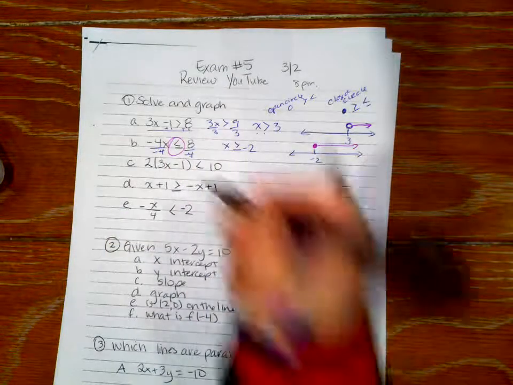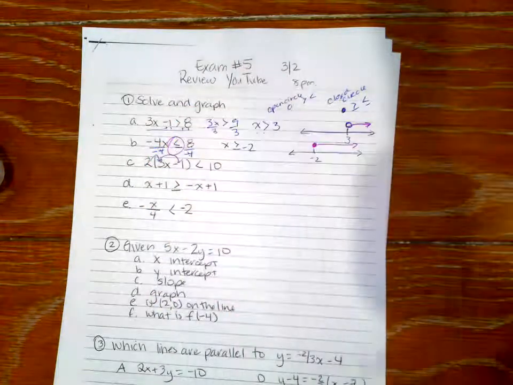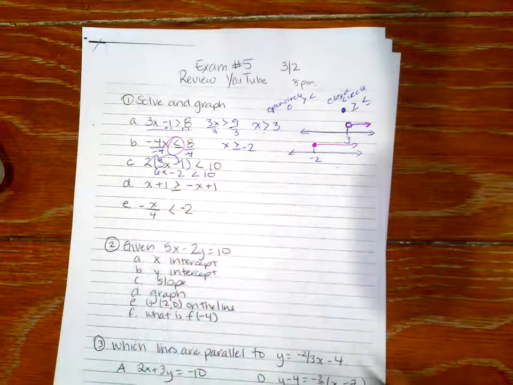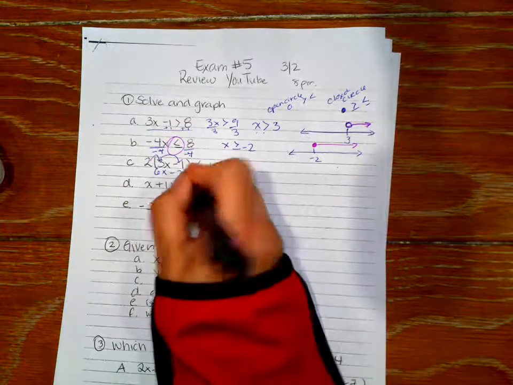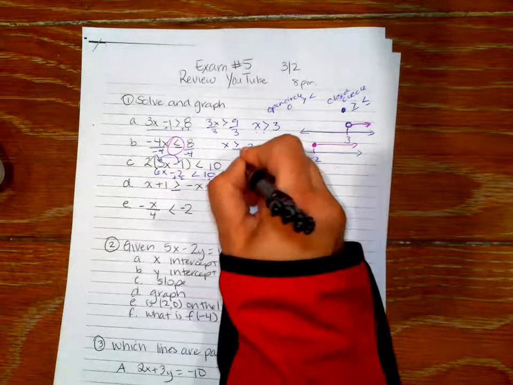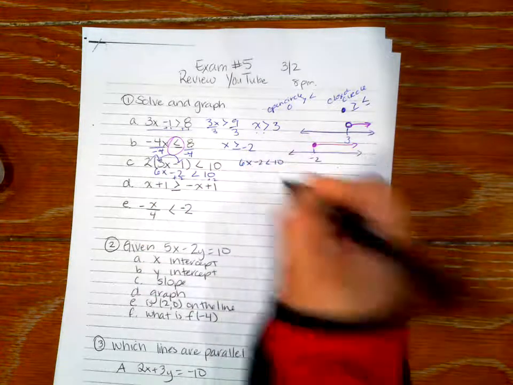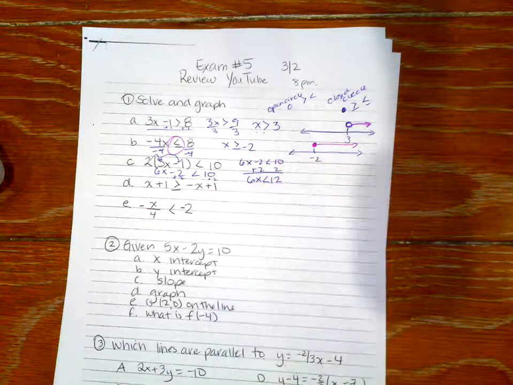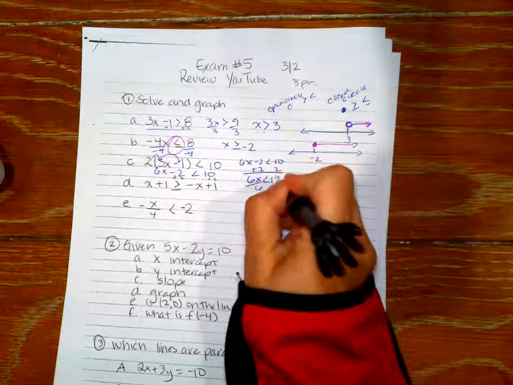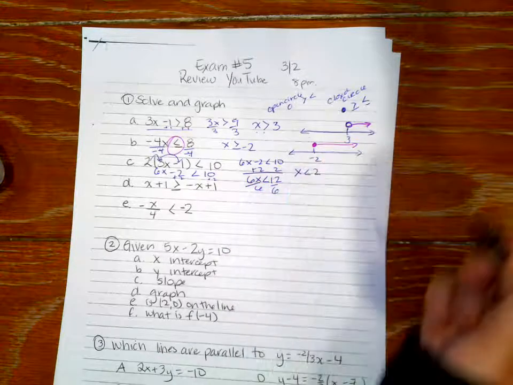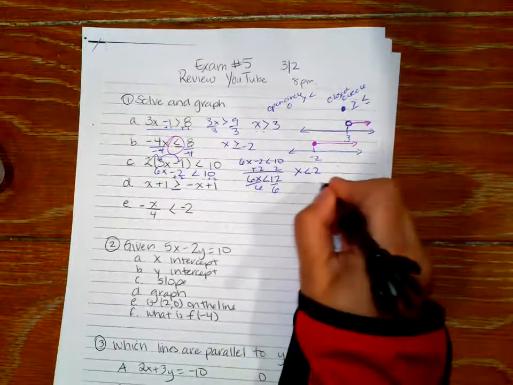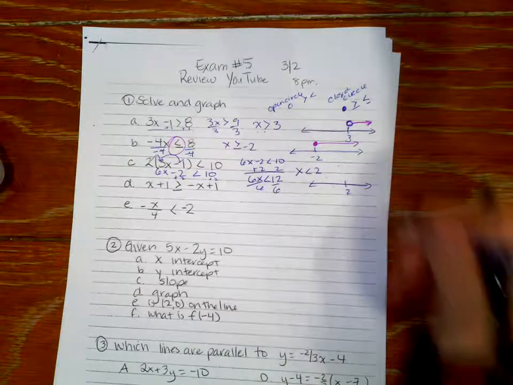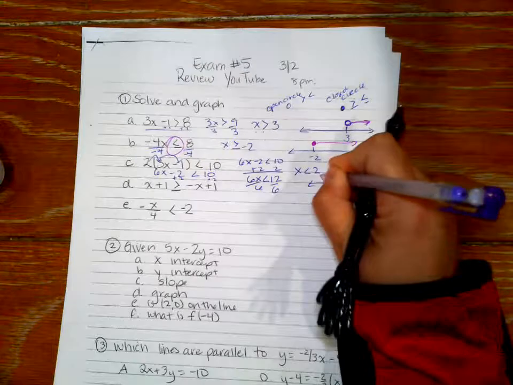Third question. I'm going to distribute. So I get 6x minus 2 is less than 10. I'm going to add 2 to both sides, and I'm just going to move this up here real quick. 6x minus 2 is less than 10. I'm going to add 2 to both sides. 6x is less than 12. Divide both sides by 6. X is less than 2. On your graph, open circle on 2. And it's less than, so it's to the left.